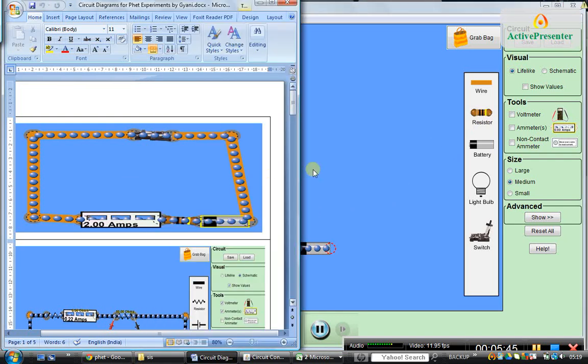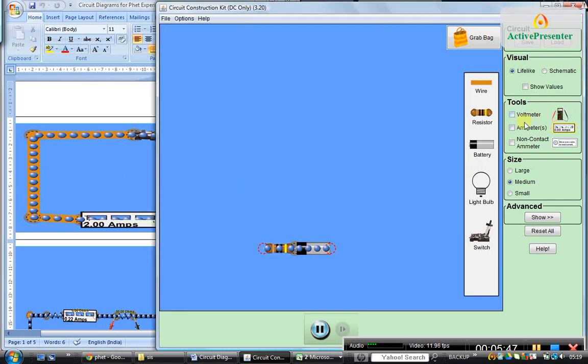Then I want to measure the current using an ammeter. So click on this checkbox, the ammeter will appear. So you connect it in series. So remember, ammeter is always connected in series in the circuit, because it has to measure the current flowing through the circuit.